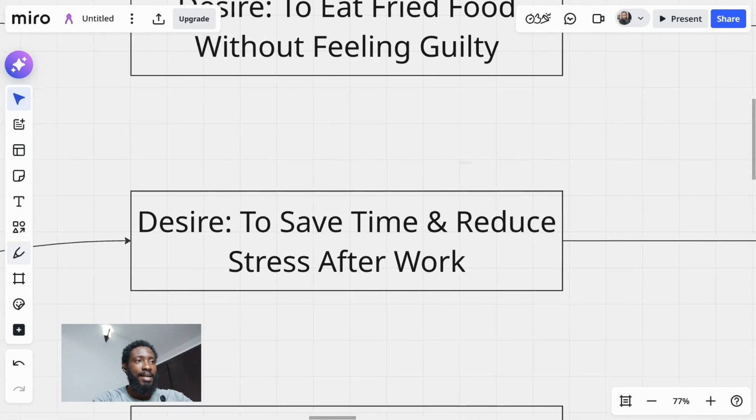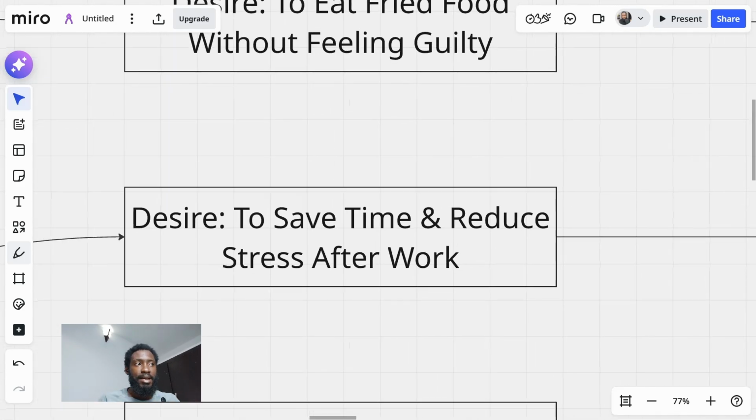The next marketing angle I can use, or the next desire, is to save time and reduce stress after work. Most of the time, you come back from work and you don't want to do anything to cook. You just want to fix up a quick meal. An air fryer can do that for you. So the desire to save time and reduce work can also be targeted to people who have 9 to 5s, people who are students, or people who own businesses who don't really have time to cook but still want to cook home meals. They can use an air fryer.